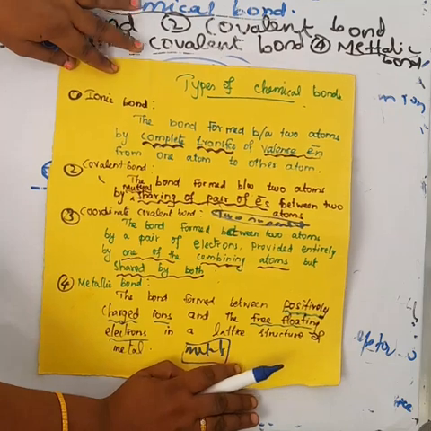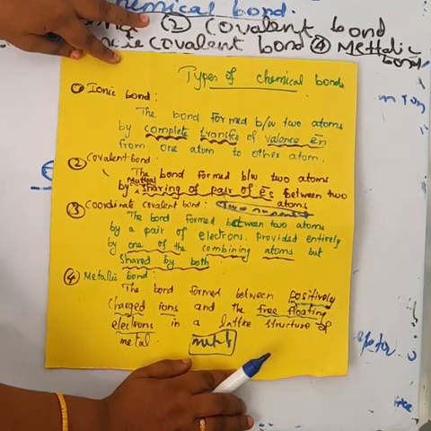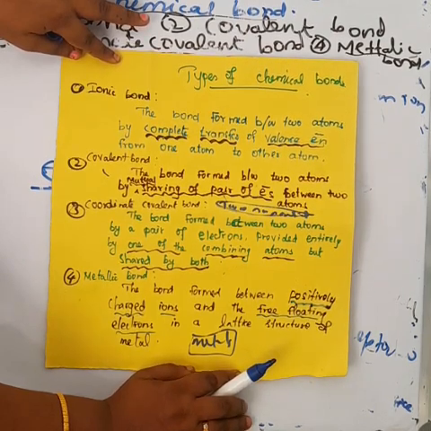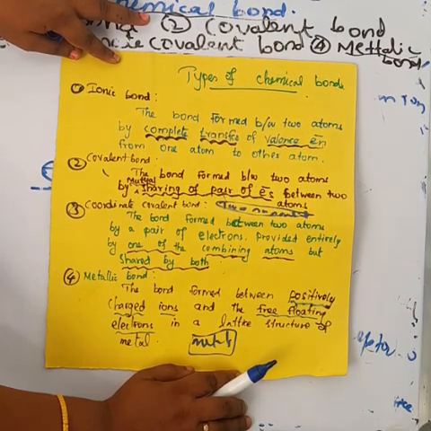What does metallic bond mean? Metallic bond means the bond formed between positively charged ions and the free floating electrons in a lattice structure of metal.